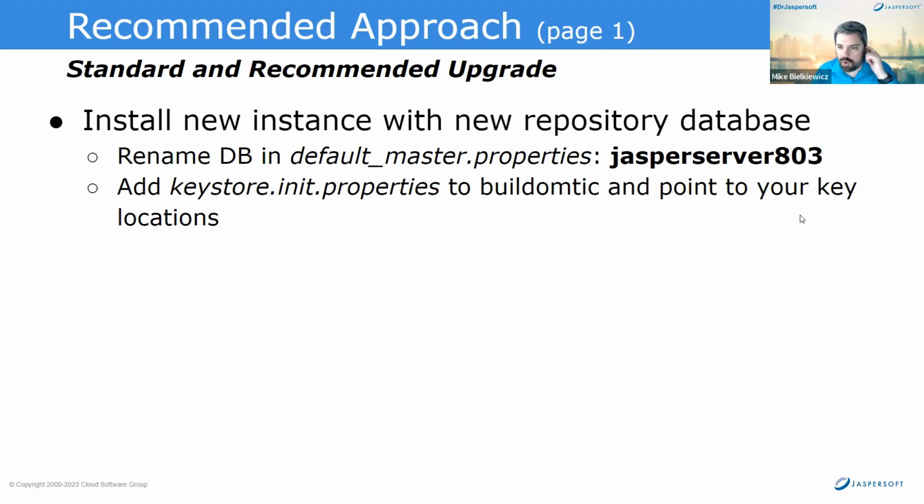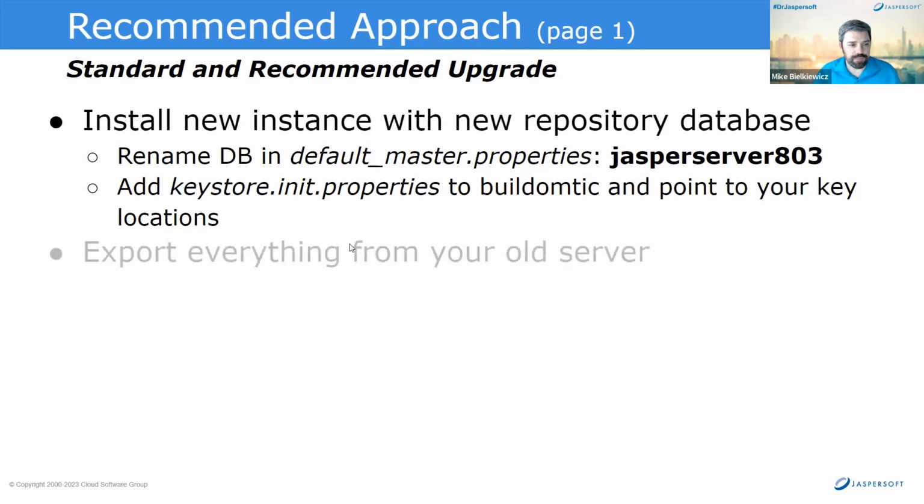Another component which isn't totally required or mandatory, but something we like to do, is to add a keystore.init.properties file to your Build-O-Matic directory, which allows you to specify where you want to store your Jaspersoft key files, your keystore files. So the JRKS and JRKSP files that are required to do the encryption and stuff that happens behind the scenes in Jaspersoft. So we're going to add that file. I'll show you how to do that real quick. Very easy, just 2 lines in that file.